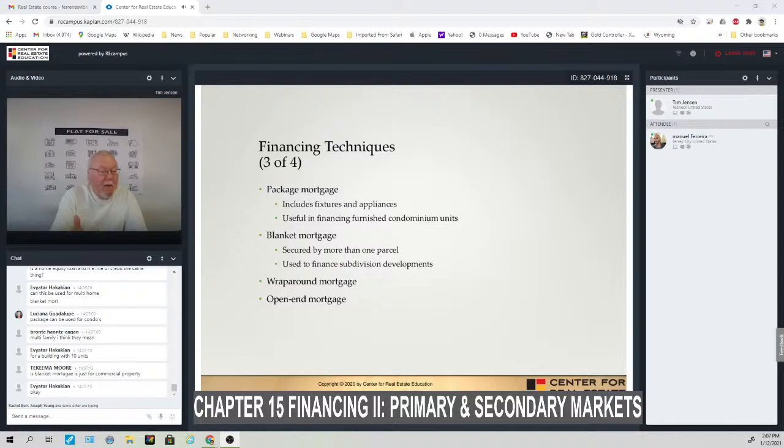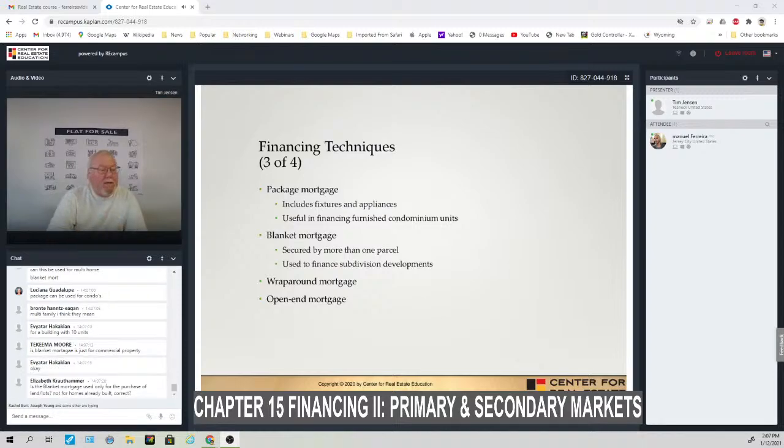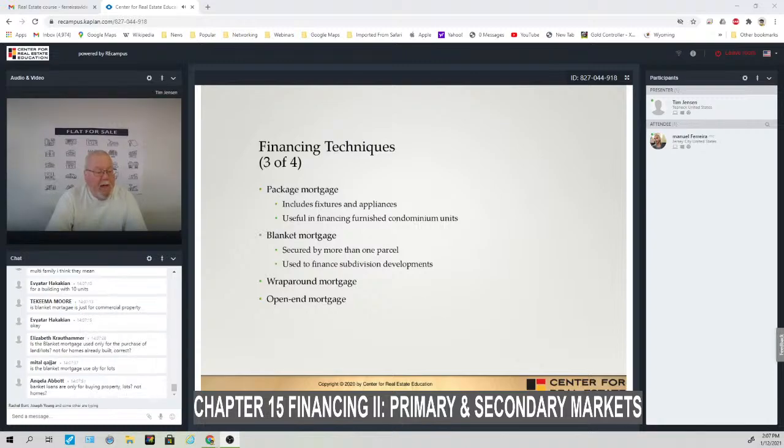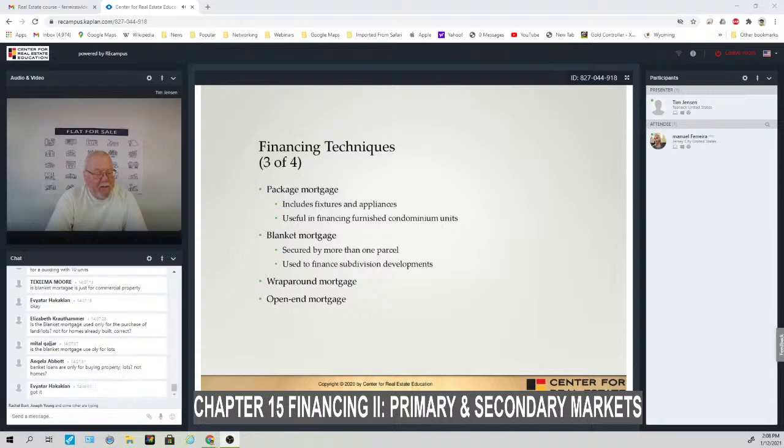Multifamily, I think, well, that's what I'm asking. I want to make sure. For a building with 10 units, well, you're only buying one piece of property, the whole building. So I'm trying to understand what you're talking about. Is blanket mortgage just for commercial property? No, it could be for residential. Okay. Is the blanket mortgage used only for the purchase of land lots, not for homes already built? Correct. Is the blanket mortgage used for lots? Yes. Blanket loans are only for buying property lots? Yes. Again, yes, yes, and yes. All right. Looks like I answered.